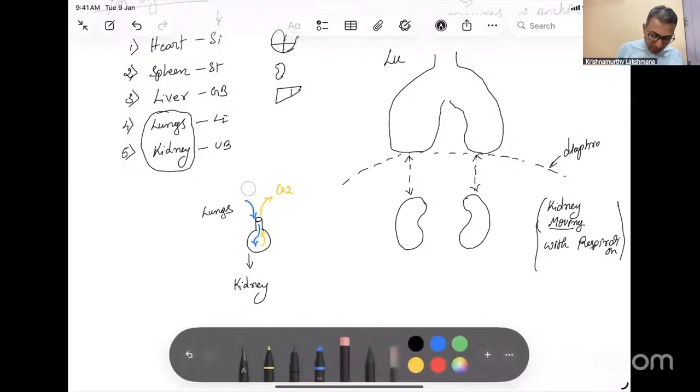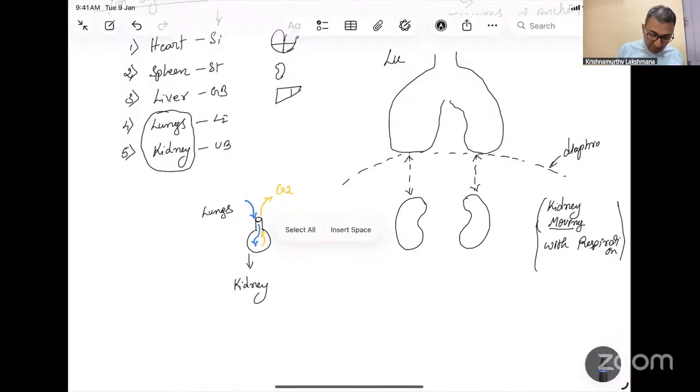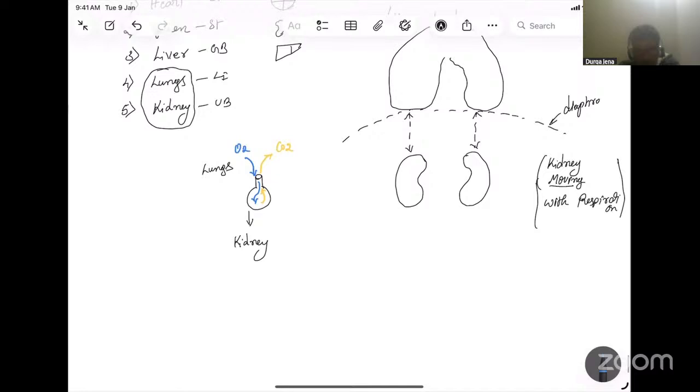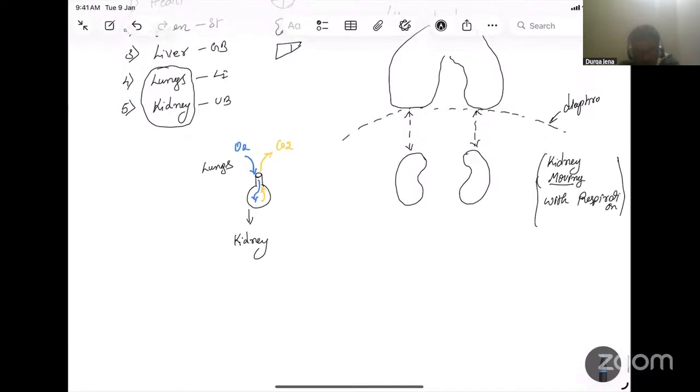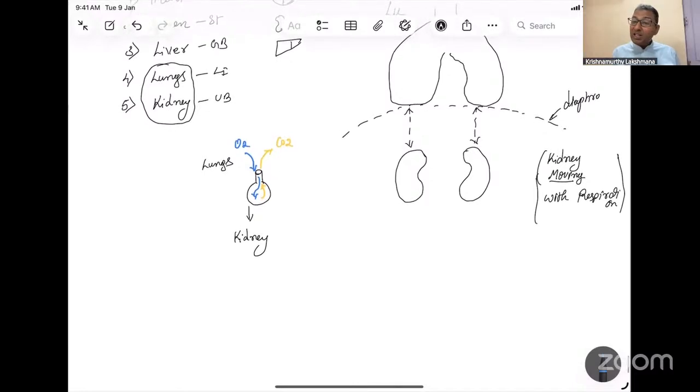Up to this part, logically, is it making sense to you? I'm not saying scientifically. I'm not trying to make it scientific, but I'm trying to make it logical. Clear? Anybody has doubt on this part?